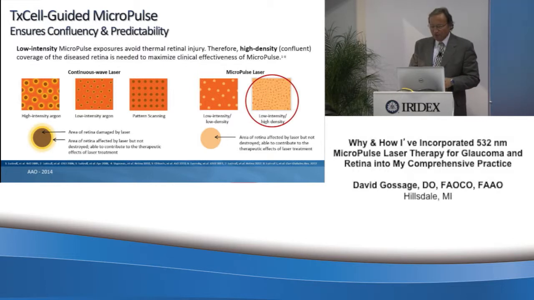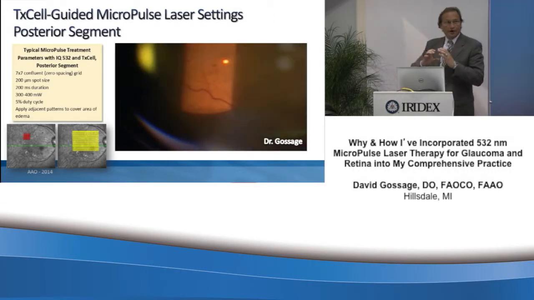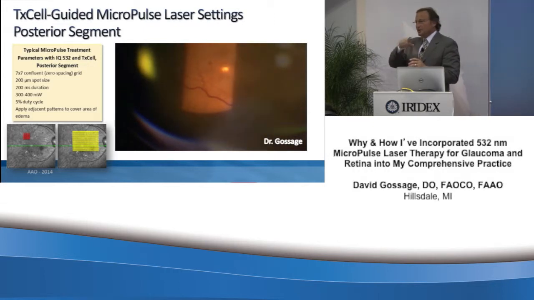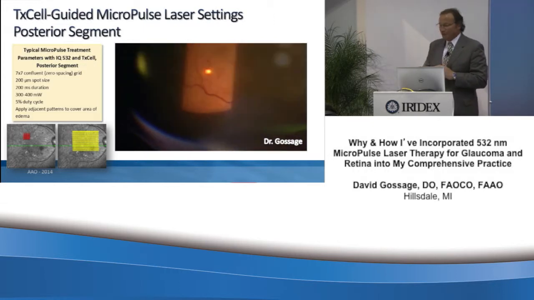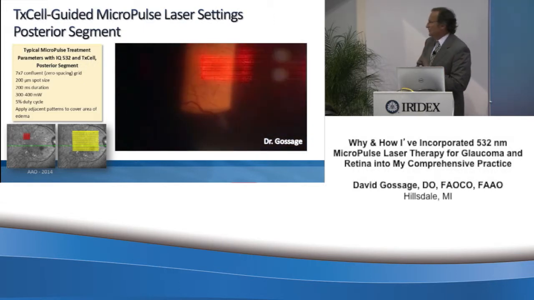And I'll show you a little video about that. So this is showing what the TechCell looks like. When the TechCell goes on, you'll see where that laser is going to be delivered, and then you'll see it going across side by side, back and forth. And this is using a 7x7 confluent grid, so there's zero spacing. You can adjust the spacings depending on how you want to do it.